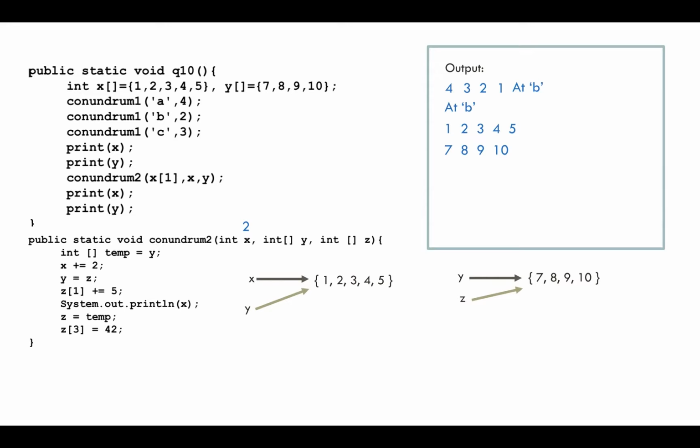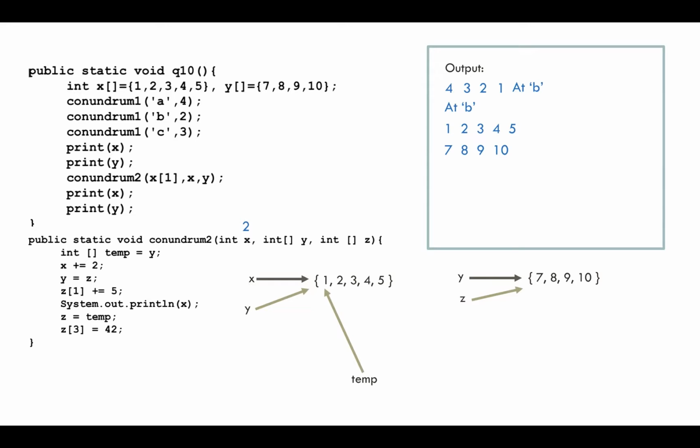You have to be careful not to mix up the names of the arrays in the method and the arrays in the main method, since they might have the same name, but they are actually different arrays. So, y is now pointing at the same location where array x in the main method is pointing to, and z is pointing at the same location where array y in the main method is pointing to. Inside the conundrum 2 method, there is an integer array temp, which is set equal to y. So, we copy the pointer that y is pointing to and assign that copied pointer to temp. Therefore, temp is pointing at the same location where y is pointing to.